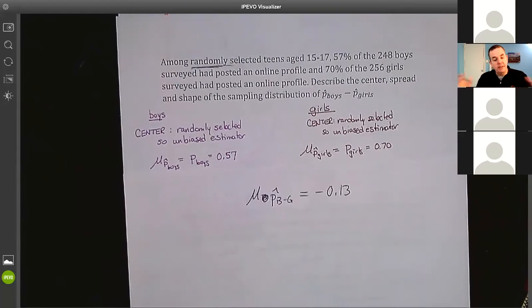So what I'm saying is that when I put these together, I would expect it to be centered at negative 13. I would expect there to be 13% more girls than boys with online profiles. Given this sample, that's all I have. That's where I'm going to jump off. I'm going to think the center of this is at negative 13. So that's our center. Any questions on center?